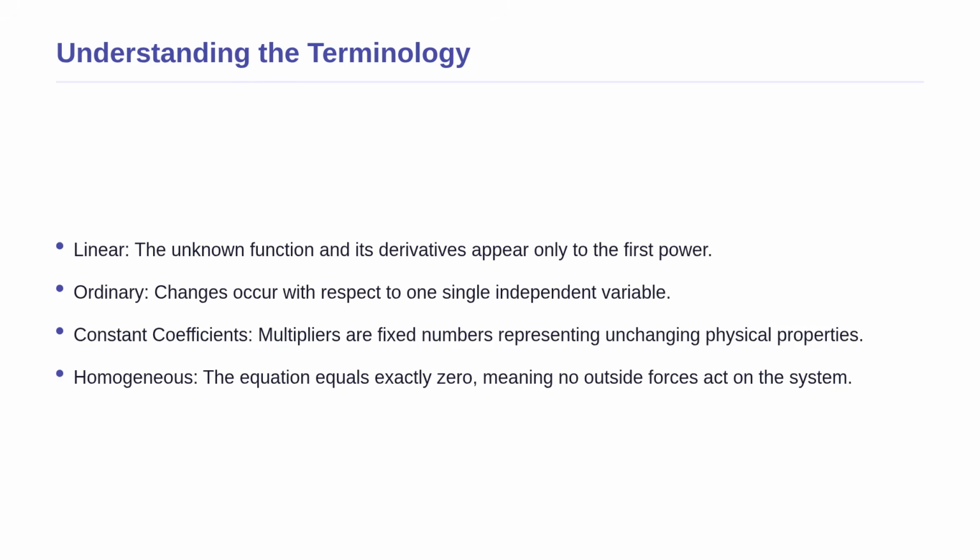Now that we know what we are studying, let us break down the name itself. Why do we call it a linear ordinary differential equation with constant coefficients? Linear means an unknown function and its derivatives are never squared or multiplied together. Ordinary means things change with respect to just one variable, like time. Constant coefficients is the physical part. The mass of our car or the stiffness of its springs do not magically change while driving. They are fixed numbers. Finally, we focus on homogeneous equations, meaning there is no outside force pushing the system after it starts. It just moves on its own.